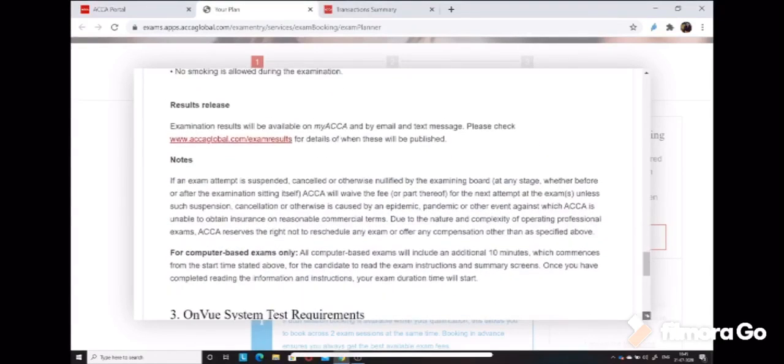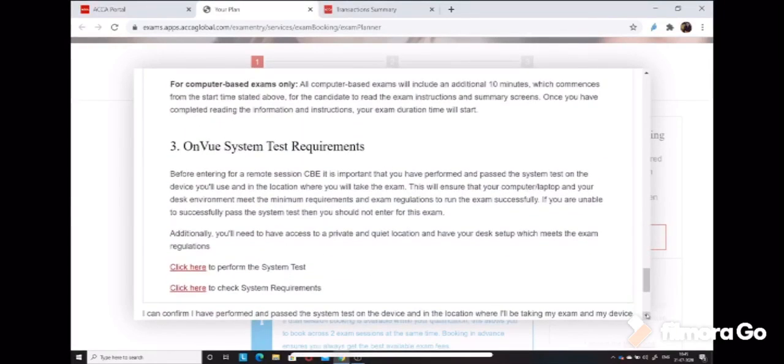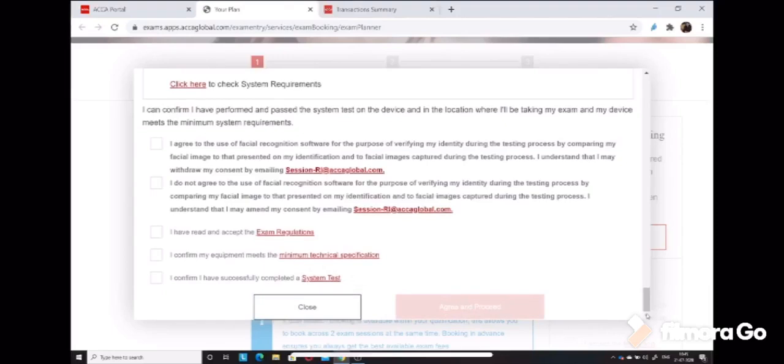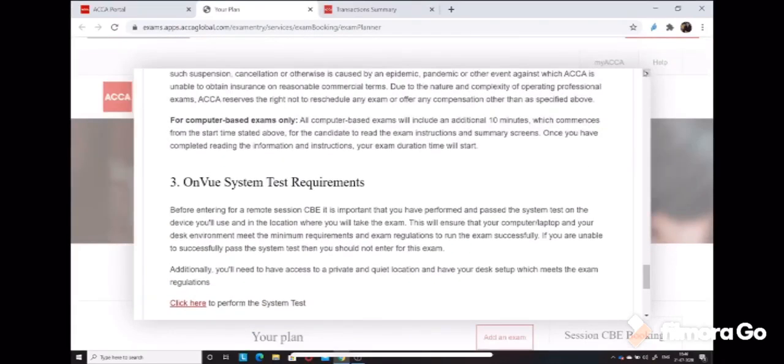They will see whether the person who's giving the exam is the same person as the photo identity proof says. So yes, you have to click on this: I agree to use the facial recognition software for the purpose of verifying my identity. I'm not doing it for her. She'll do it herself. She'll read the things and say yes to the terms and conditions herself. And they don't allow you to book an exam if you haven't yet performed the system test.